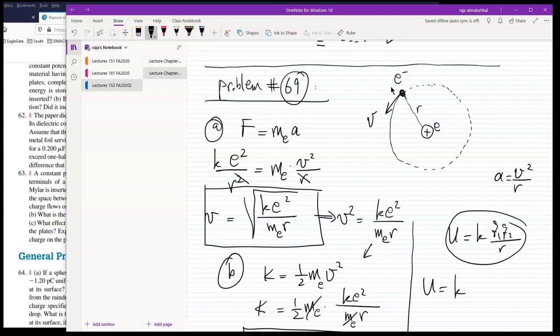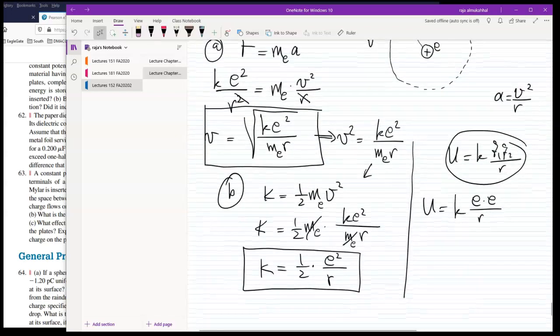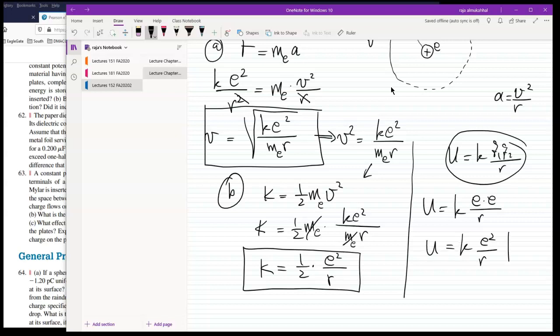U is equal to what? K what? E E, because each of them is e, right? So it's going to be e e. I'm ignoring the minus sign purposely for now, divided by R. So that's going to be what? K e squared over R. Is that right? Okay. Now look at this. Compare it with this. Oops, I forgot to write down the K right here. There's a K here, right? Write it down, guys. I'm going to put it right here.